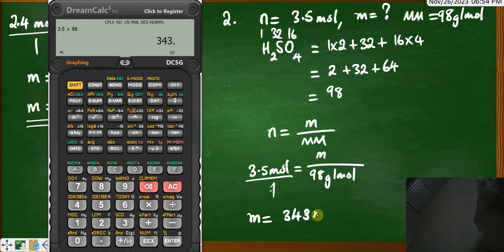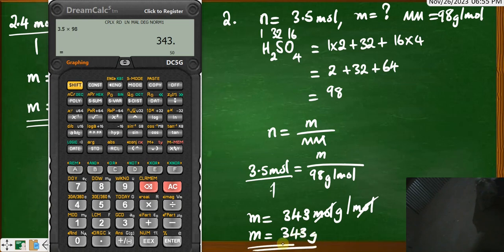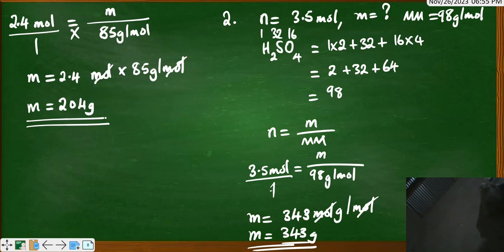Okay, then there's gram here, then there's mole here. Now this mole and this mole will cancel, so m will remain as 343 grams as the mass. Okay, so this is now using the formula.